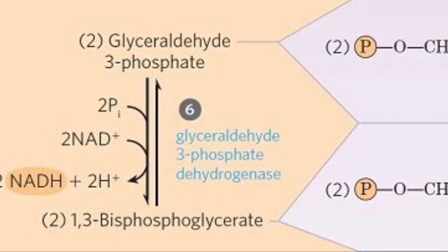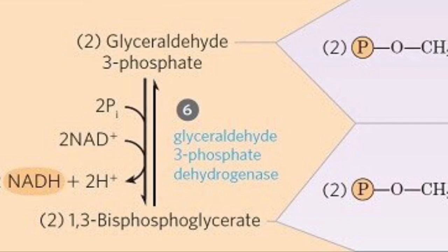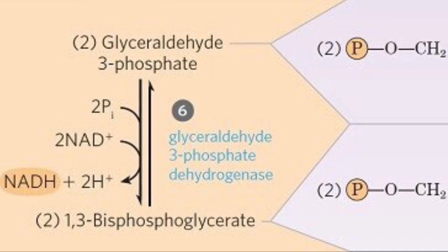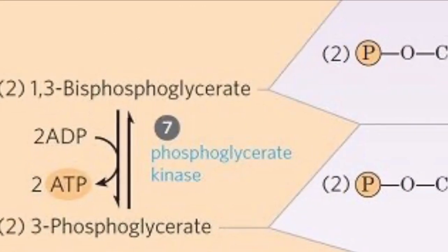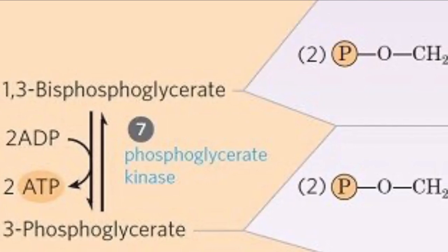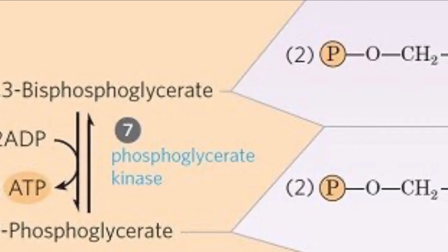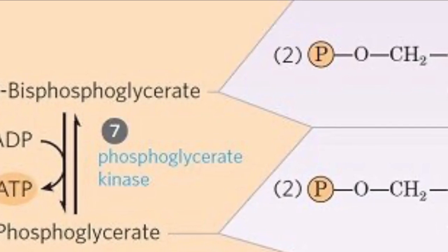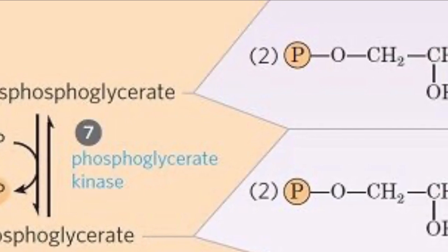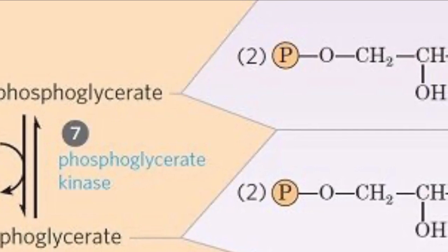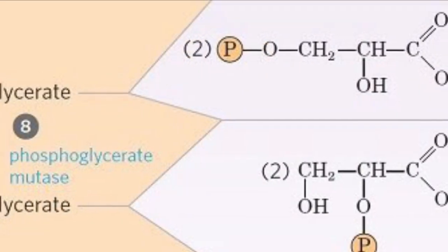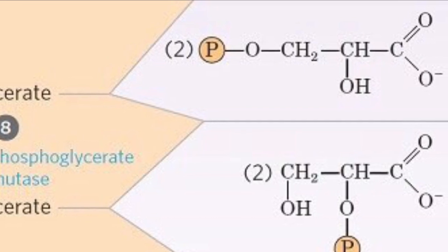Another thing that happens in the sixth step is NAD+ is reduced to coenzyme NADH by the hydrogen electron from glyceraldehyde 3-phosphate. The seventh step is the transfer of phosphate from 1,3-bisphosphoglycerate to ADP. It involves the transfer of the phosphate group from the 1,3-bisphosphoglycerate to ADP by the enzyme phosphoglycerate kinase, thus producing ATP and 3-phosphoglycerate. The eighth step is the isomerization of 3-phosphoglycerate.